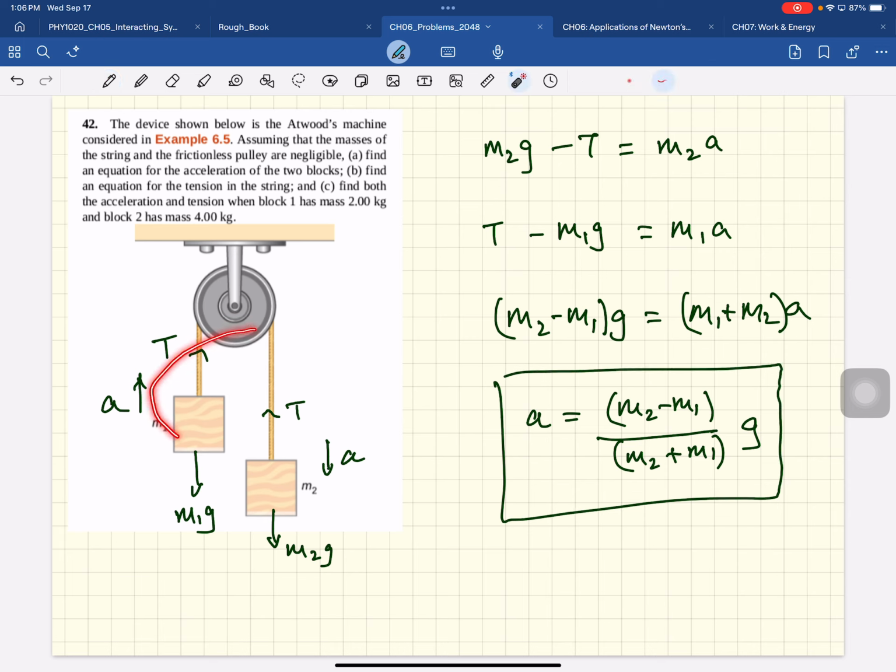So again, this is a device where you can tune the acceleration. Let's see what I mean by that. If M1 were 0, this would be 0. M2 over M2 is 1, so the acceleration would be g. And that makes sense. If this guy was not there, this would just free fall. The acceleration would be g. If M2 were equal to M1, this would be 0, A would be 0.